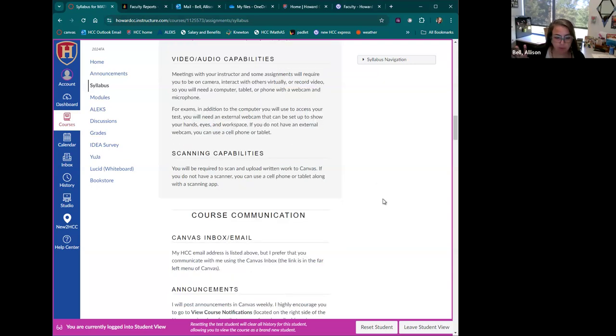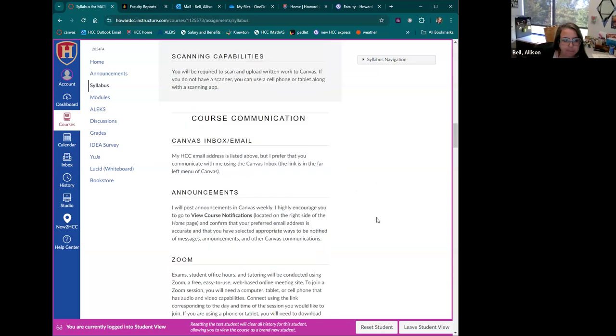Scanning capabilities. If you have a smartphone, you have a scanner. I will accept all written homework as a scanned copy, and there's a first fake homework submission assignment for you to practice. So you guys can practice that.